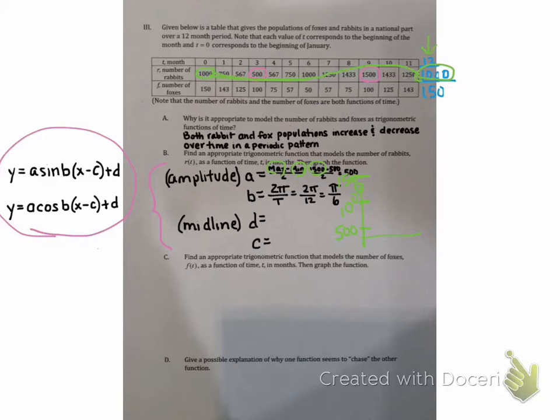Because it kind of starts here, and then what's happening to my data? It goes down, comes back up, it goes up to 1,500, and back down. And that's what makes a full cycle. So it is bouncing between 500 and 1,500. And that makes my midline what value? It is that 1,000 right there in the middle of my maximum and minimum.